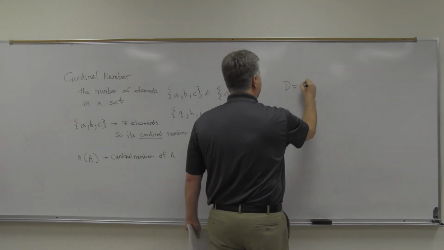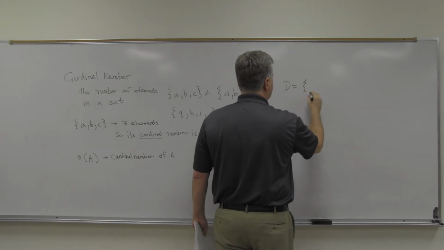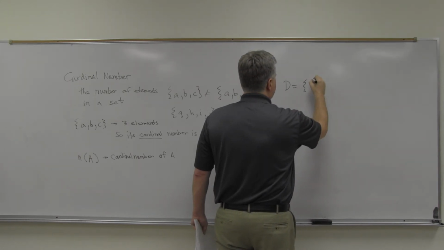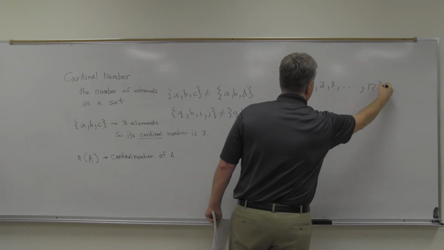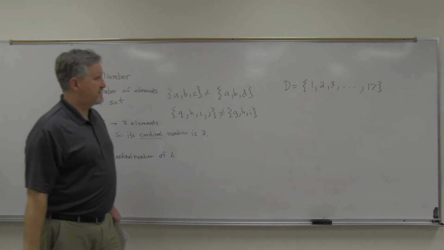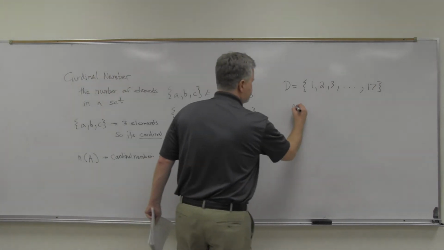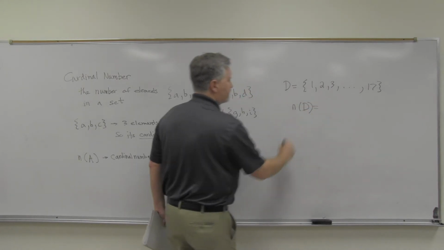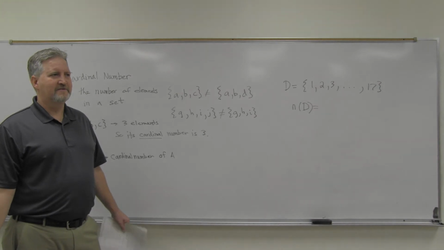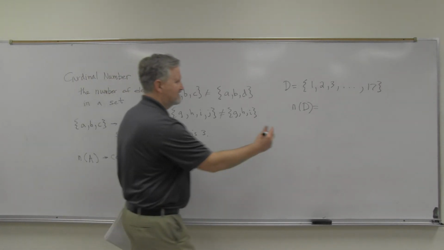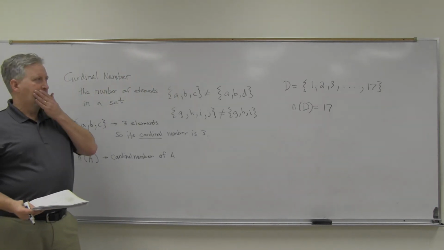All right, so say D is the set where you got 1 through 17. Well, what is this then? Just the cardinal number of D. It's just the number of elements of D. It's got 17. All right, 17 elements.